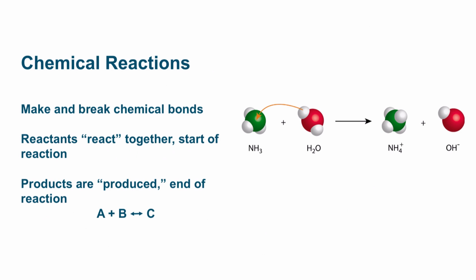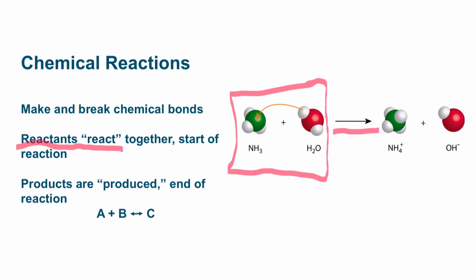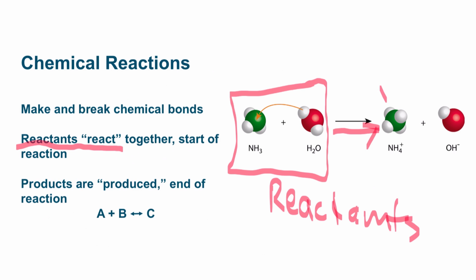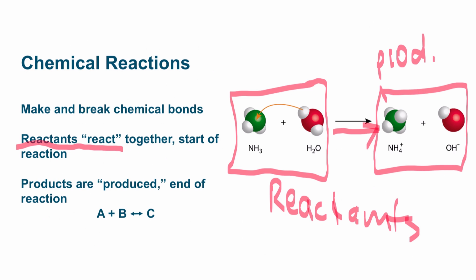So let's talk about chemical reactions. Chemical reactions make and break chemical bonds. A reaction is when reactants are reacting together, which makes it easy to remember. This is the start of the reaction. If we're talking about this reaction proceeding in this direction, the atoms that we start with are NH3 and H2O. These are the reactants. The products are produced, so they are the end result of the reaction. We'll call these the products over here. You end up with NH4+, which is a cation, and OH-, which is an anion.